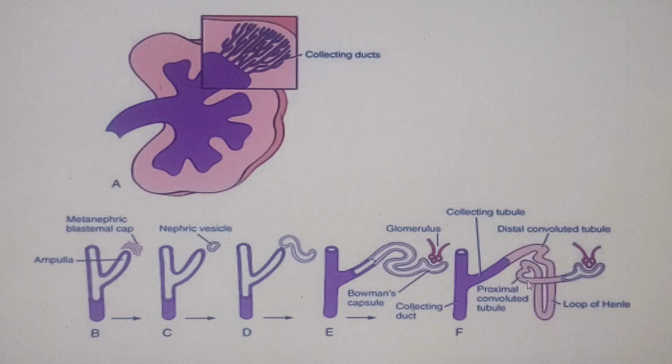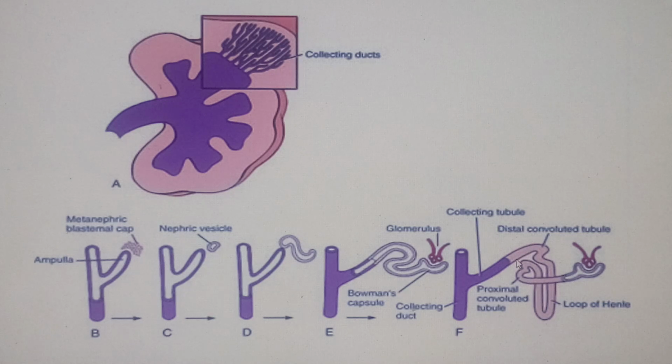And one important thing you have to connect is the connection between the collecting duct, or the collecting tubule, and the rest. What is that? It's called the connecting tubule. Not collecting, it's called connecting tubule. And so the connecting tubule also forms part of the derivatives of the metanephric blastema.